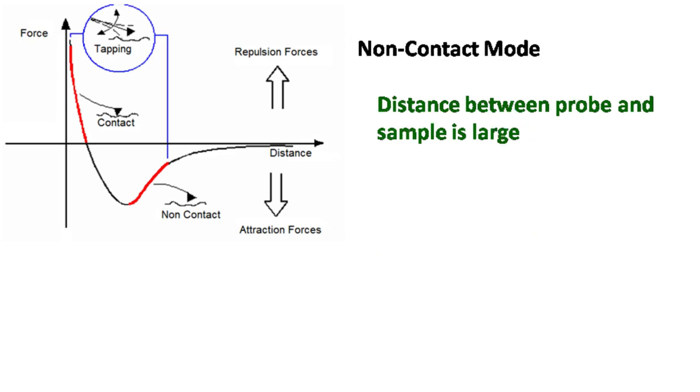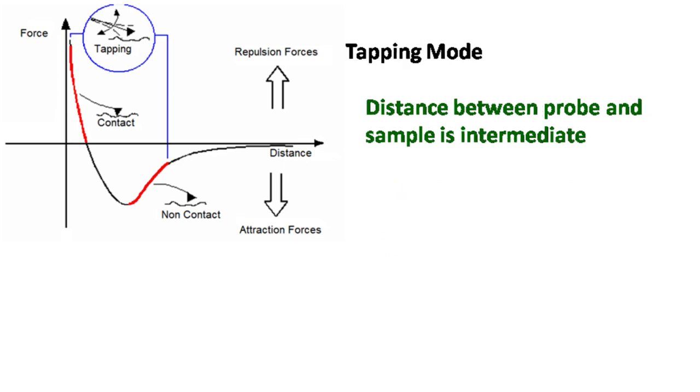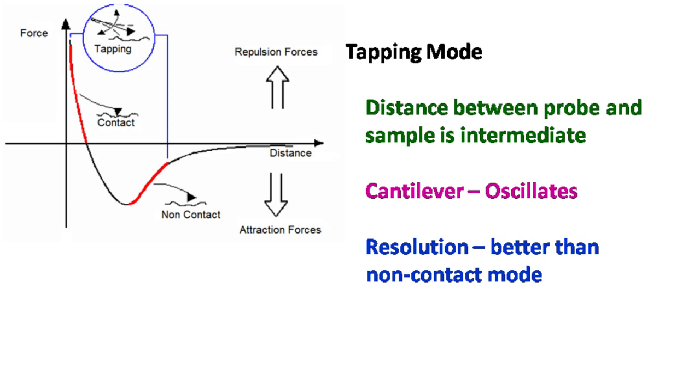In non-contact mode, the distance between the probe and the sample is kept large. As a result, the cantilever is attracted. The resolution obtained is low, however, the sample is not damaged. In tapping mode, the distance between the probe and the sample is kept intermediate. As a result, the cantilever oscillates. The resolution obtained is better than non-contact mode.